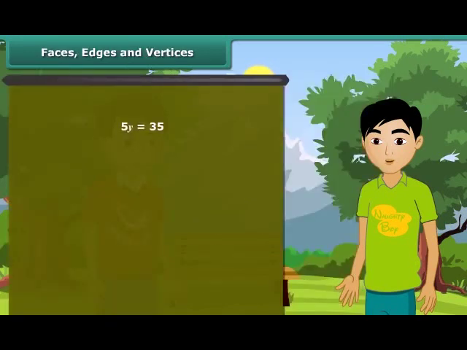Now take the equation 5y is equal to 35. To get just y on LHS, we will divide both the sides by 5. So we get LHS which is equal to y and RHS is equal to 7. Hence, we get the result y as 7.